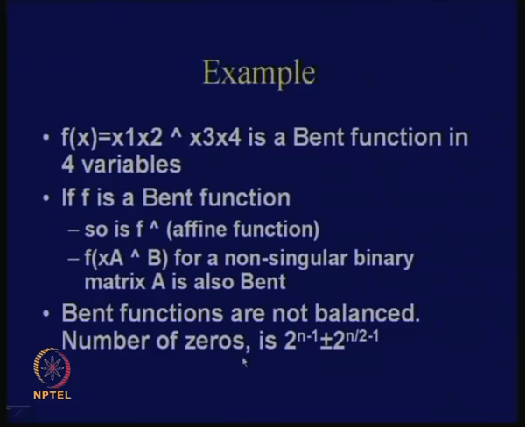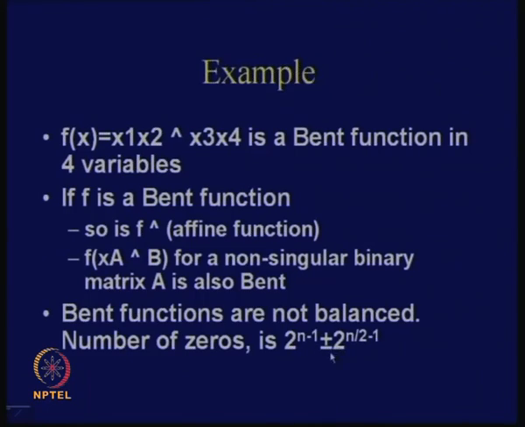Okay, so you can see that since Bent functions maintain a nonlinearity of at least 2^(n-1) - 2^(n/2 - 1). So therefore, if I consider the distance from the all zero function, the distance should be 2^(n-1) plus 2^(n/2 - 1), right? So therefore, the number of zeros in a balanced function is how much? 2^(n-1), right? So therefore, you see that the number of ones is actually more than 2^(n-1) plus 2^(n/2 - 1).